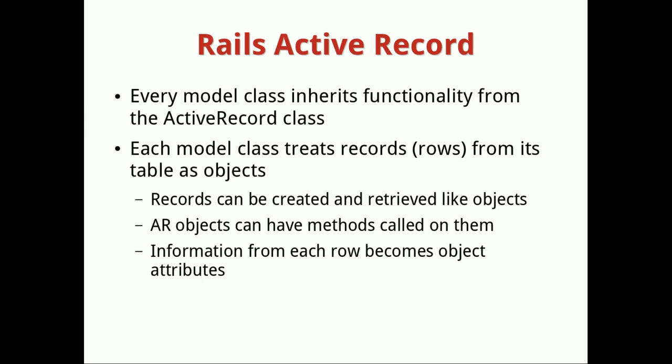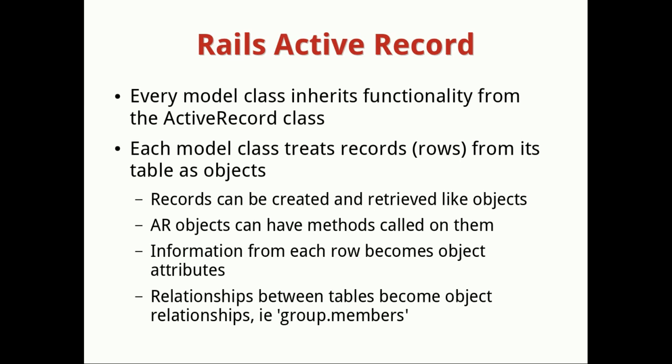And when an object is created, all the information from its row in the database will become accessible as object attributes. And a really cool feature of Active Record, and one of the things that makes it so powerful, is that it allows you to define relationships between tables in your database as relationships between objects. So if, for instance, you wanted to list all the members of a group inside of your application, you just need to do group.members. It's just a really simple piece of code there.